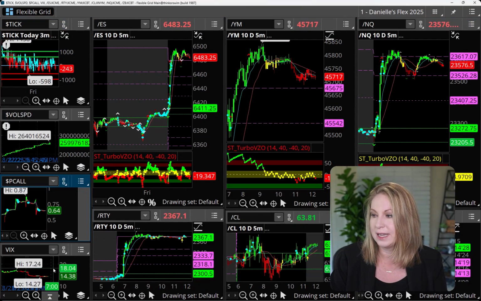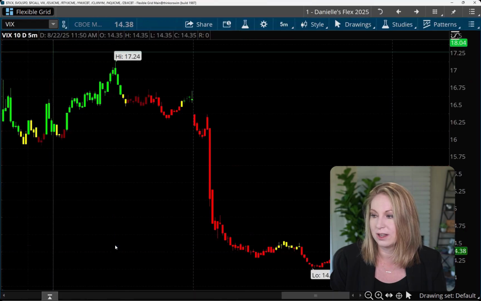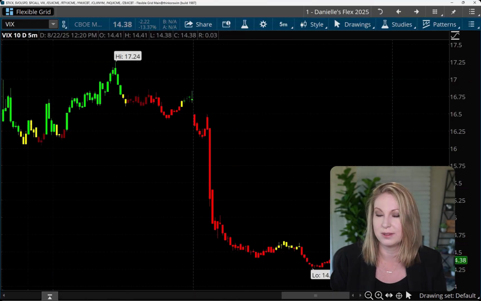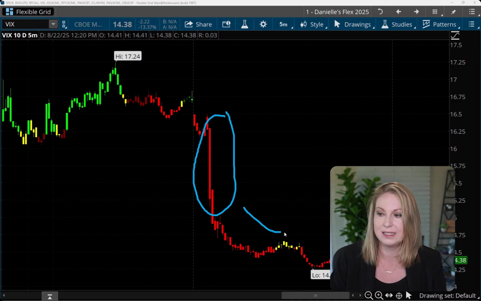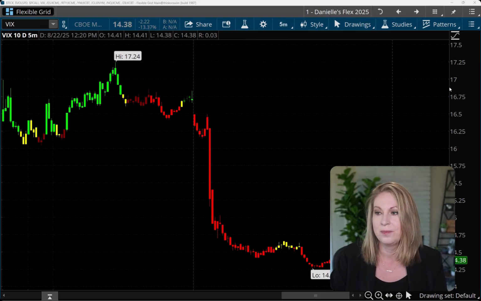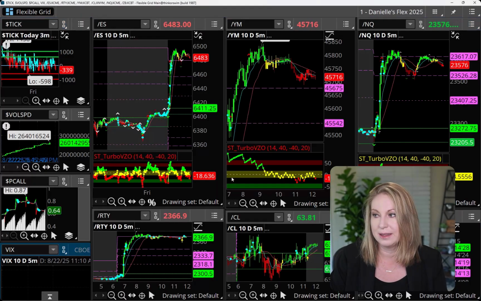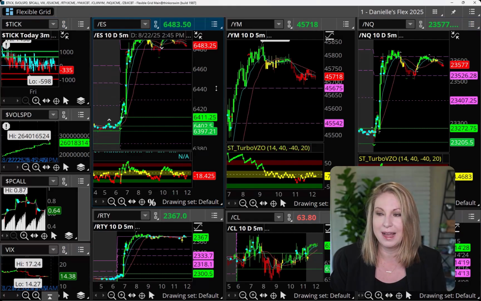Now, if you look at the VIX, another important factor that we saw today was that the VIX dropped like a rock. This again is because of Powell. And when you see the VIX dropping like this, it's generally a pretty good indication that it's time to get long.